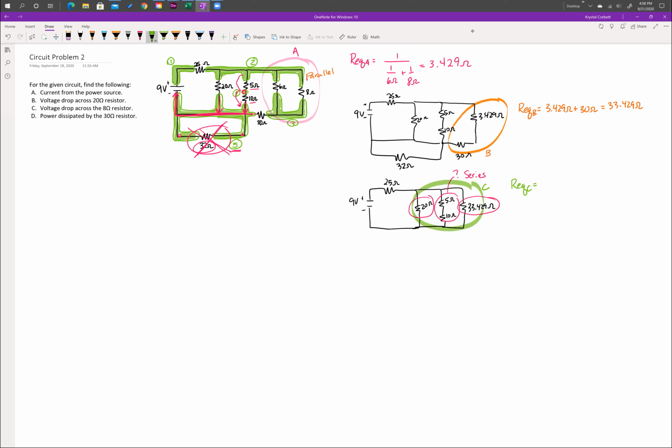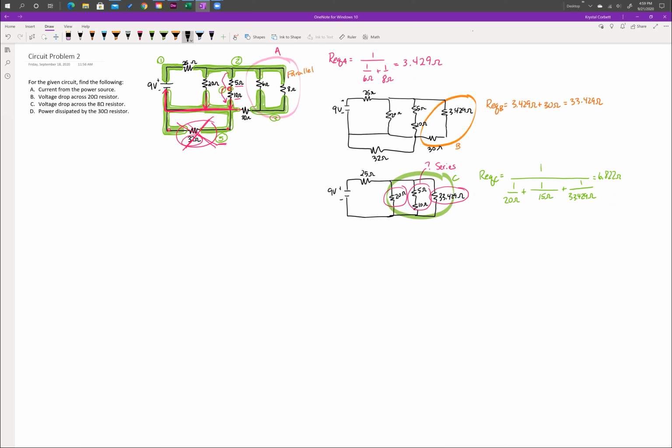In order to find REQC, we're going to combine them in parallel, but watch what I'm going to do with that 5 and 10 ohm resistor. I'm going to simply add them together in series within my parallel equation. Now I can leave them like this, or I can see that 10 plus 5 is 15, and simplify my equation and write it a little bit easier. Calculate the equivalent resistance for this segment, and I get 6.822 ohms.